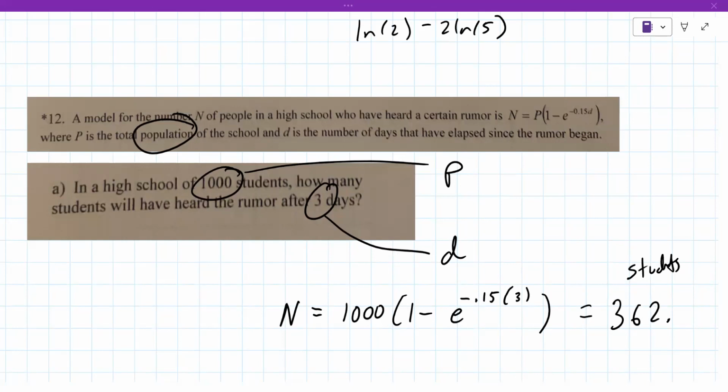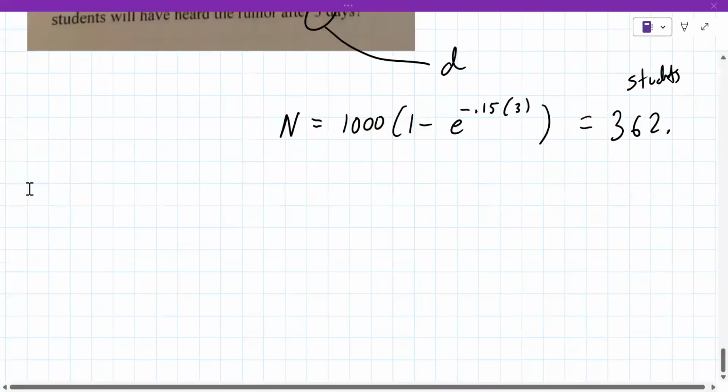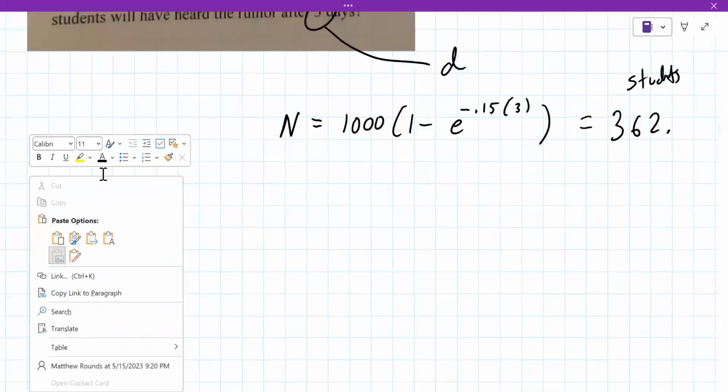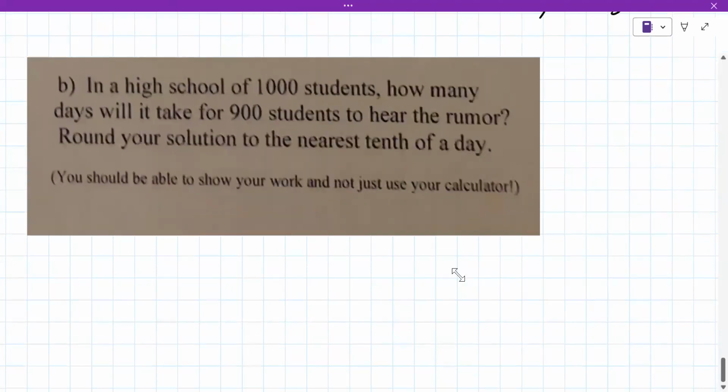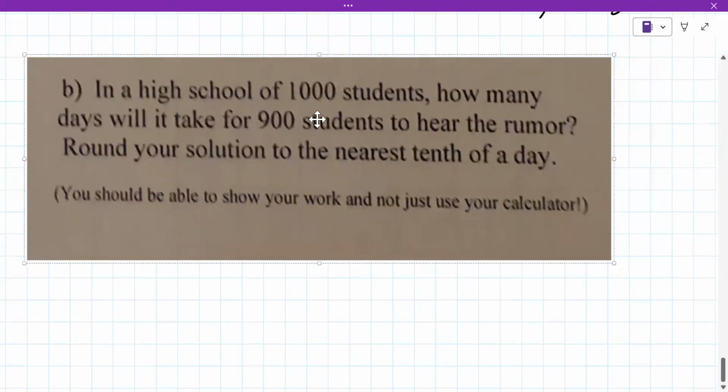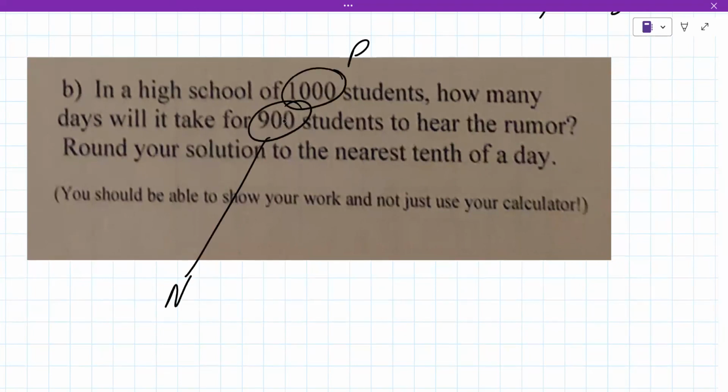This problem is so familiar. I've seen this one before. This was either taken from somewhere, or it's just a standard problem they give in this class. Same situation, but now they're saying, when will 900 students know? Basically, we want to know when n is 900, p is still 1,000. So that's 900 equals 1,000 times (1 minus e to the minus 0.15 d).